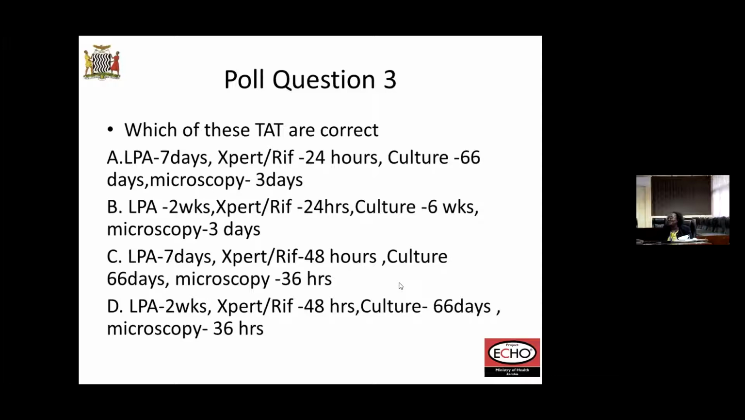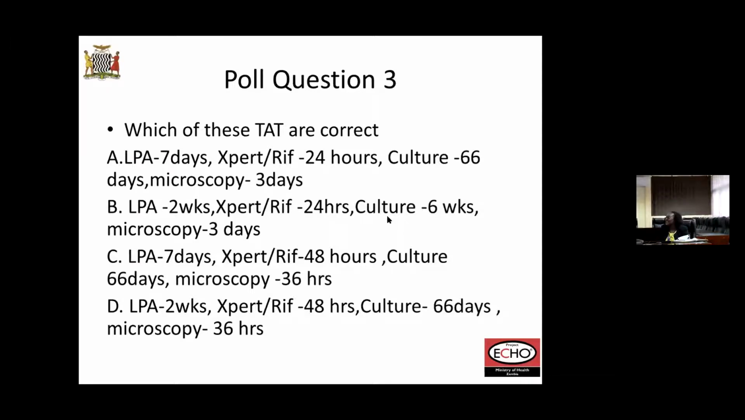So this is an exciting one. This is the longest poll we've ever had. But let's share the results. Okay. So, Mutinta, as you can see, most people feel that the LPA takes 2 weeks. Okay. Gene expert takes 24 hours, that's 1 day. A culture takes 6 weeks. This culture is with a DST. And microscopy should take 3 days.